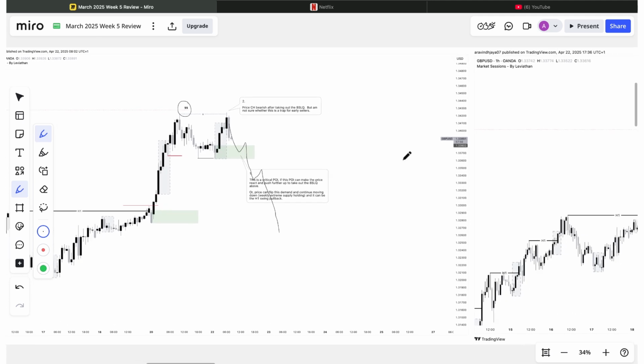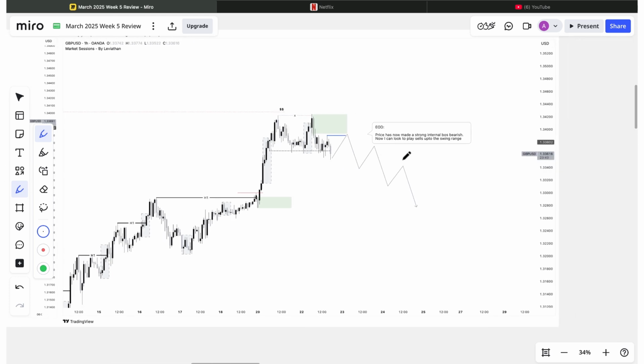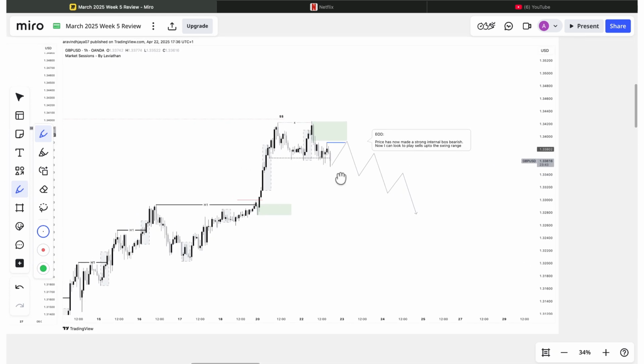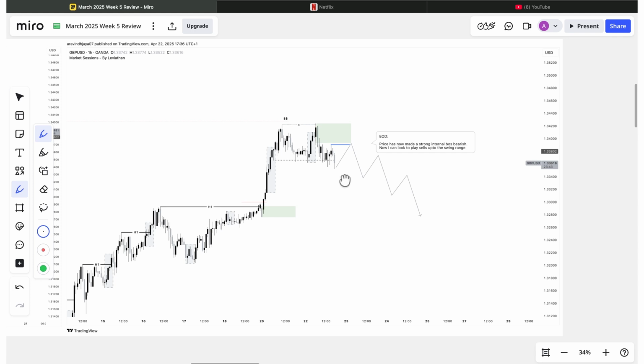So let's wait for some confirmations before looking for trades. And I got nothing actually. Price actually took out the highs, so this low failed to take out the highs, so this low has to be taken out. Yeah, it got taken out.